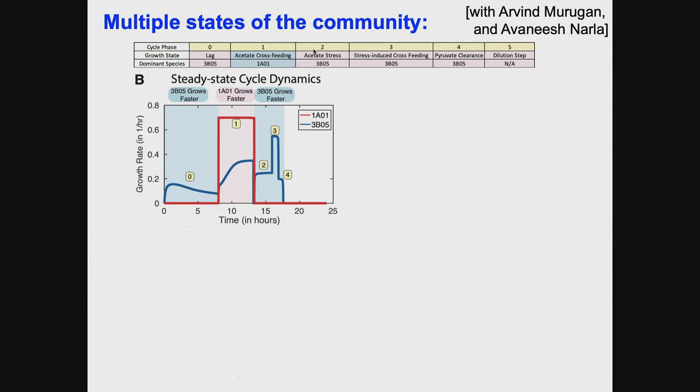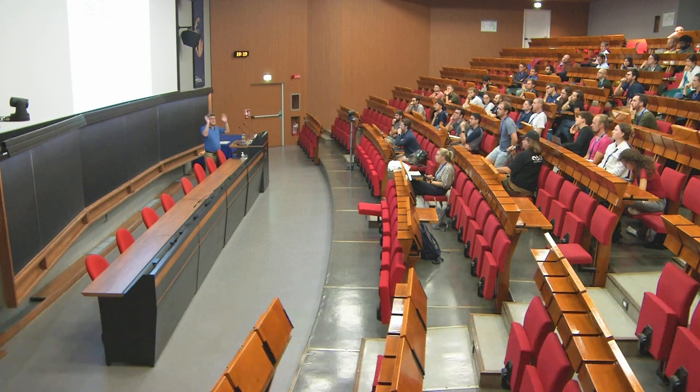And they come from interaction with different phases of 101 and 305. Each has two, three phases, and they interact to produce a number of these states. Some of the bugs die at some stages. So here I'm talking about the stable cycle.